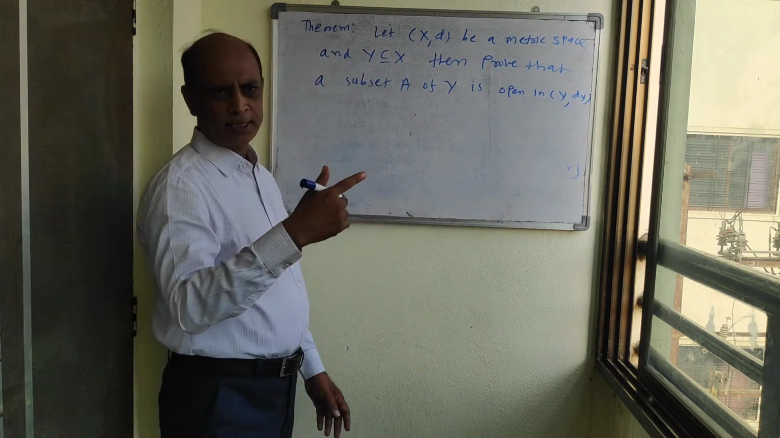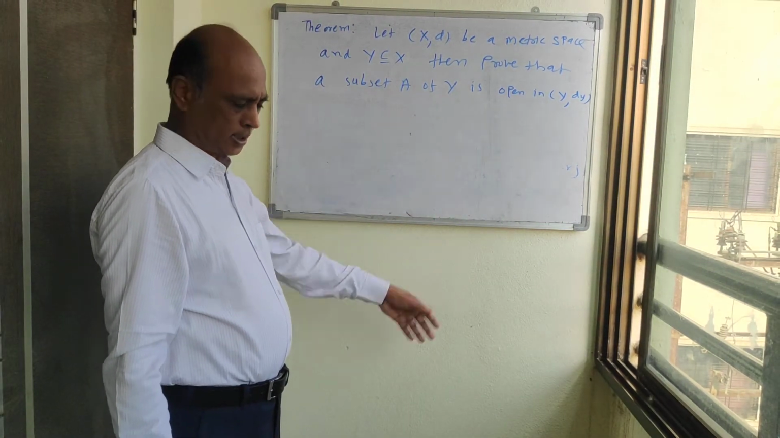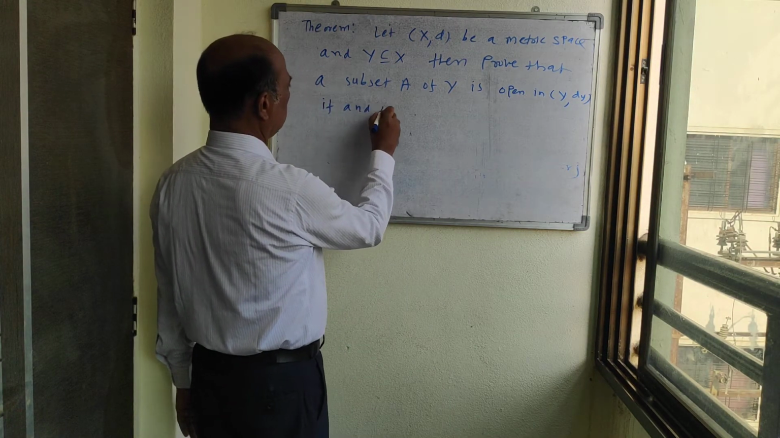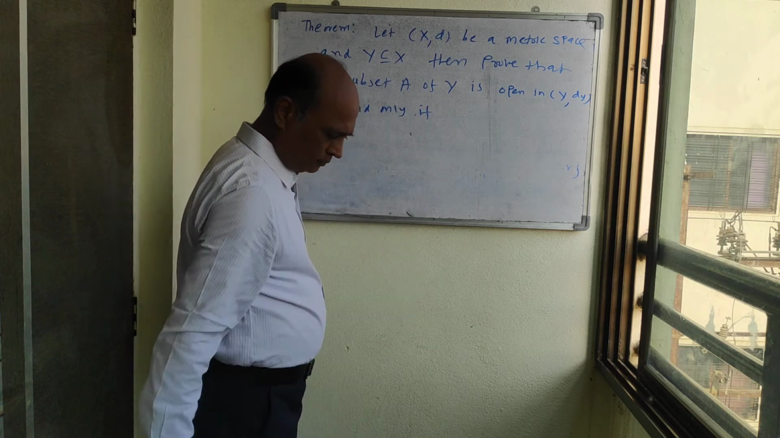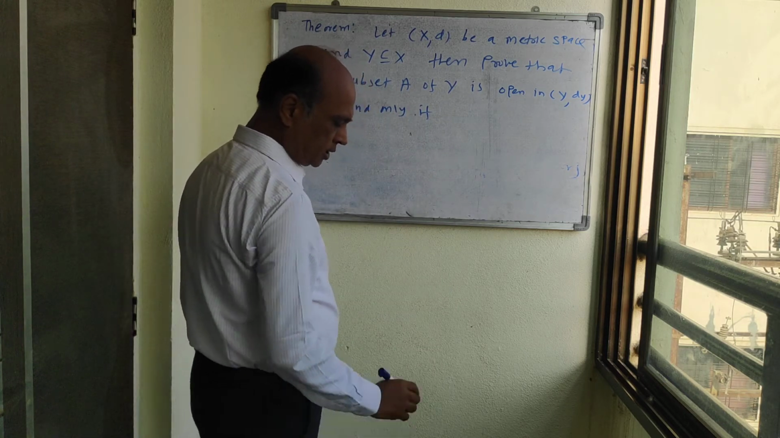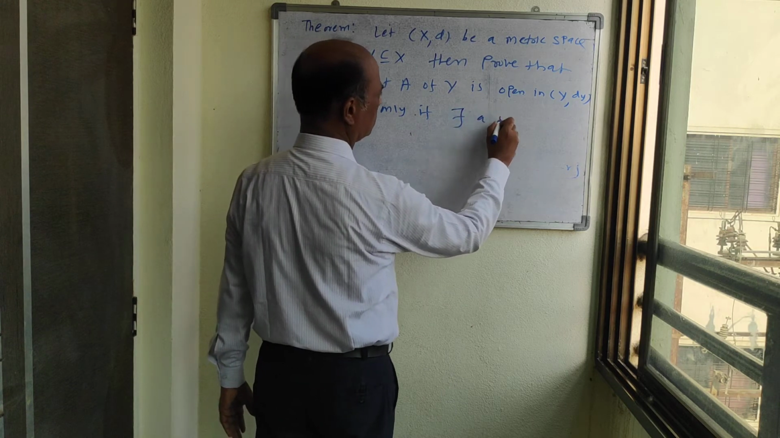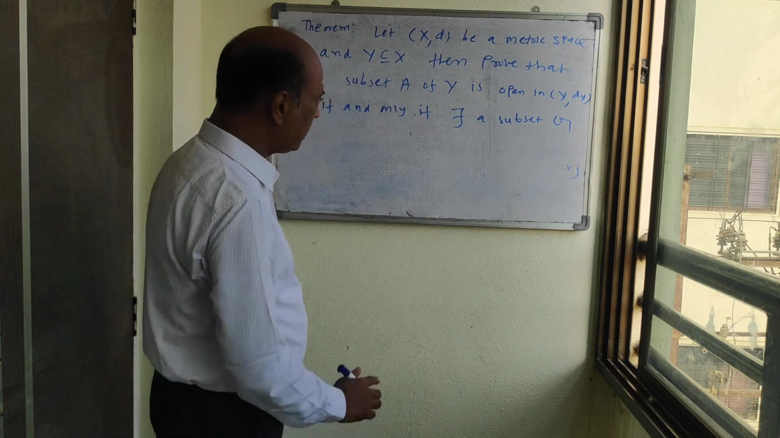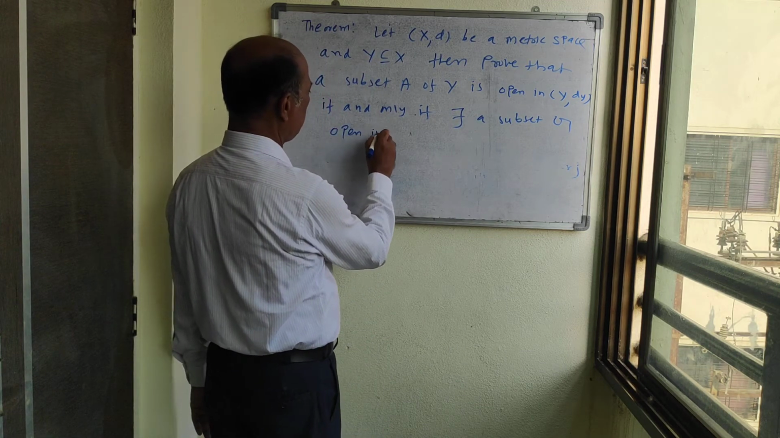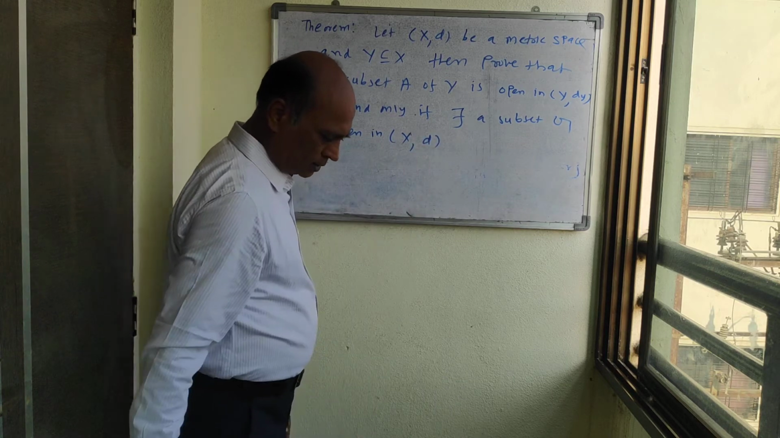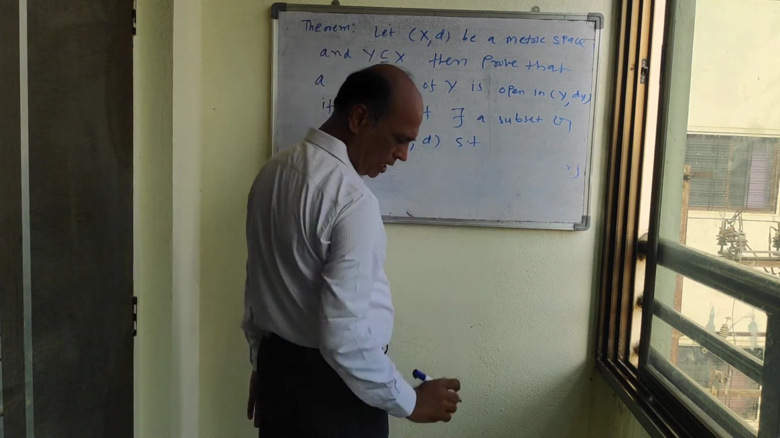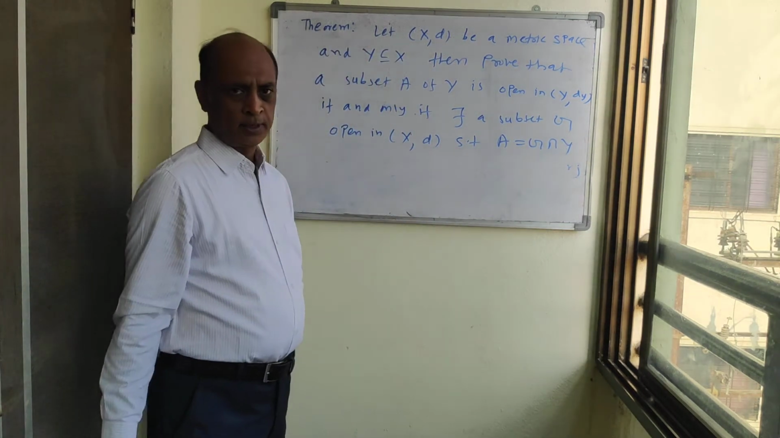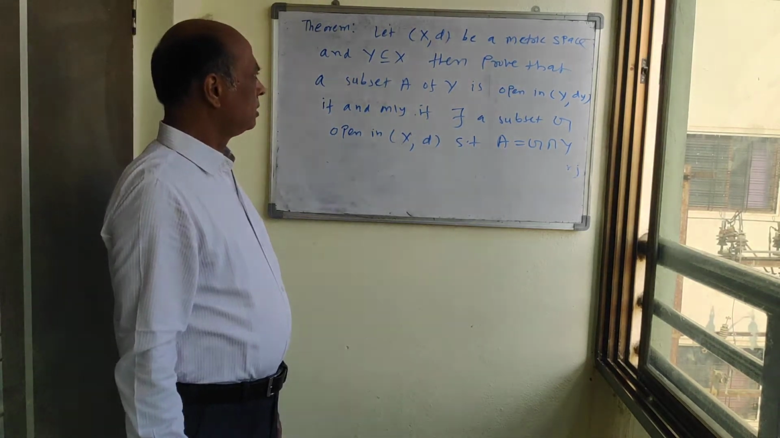(Y, d_Y) means the subspace of the metric space (X, d), as we have just seen, if and only if there exists a subset G open in (X, d) such that A is equal to G intersection Y. So this is the statement of this theorem.